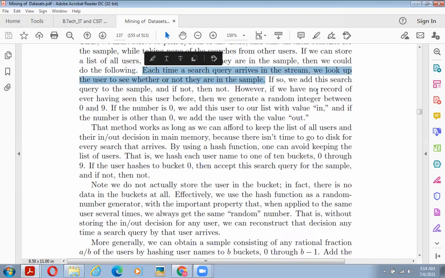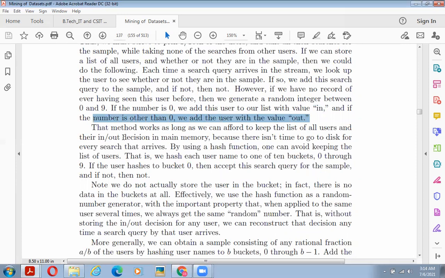If so, we add this search query to the sample. If not, however, we have no record of ever seeing this user before. Then we generate a random integer between 0 and 9. If the number is 0, we add this user to our list with the value in. And if the number is other than 0, we add the user with the value out. That method works as long as we can afford to keep the list of all users and their in and out decisions in main memory.